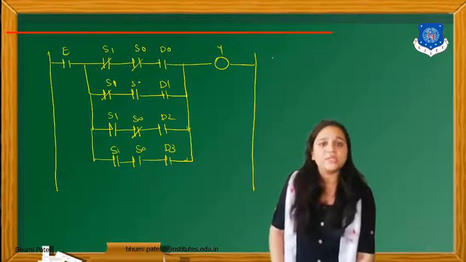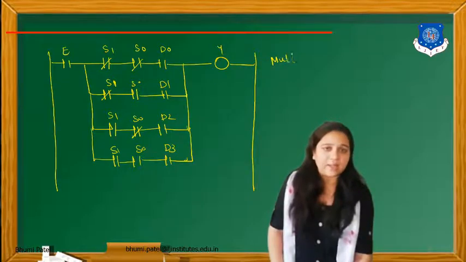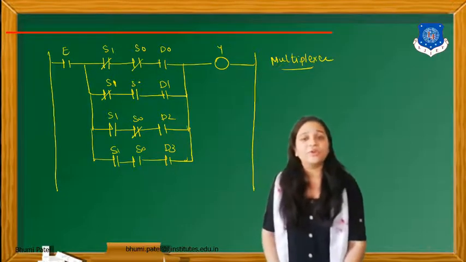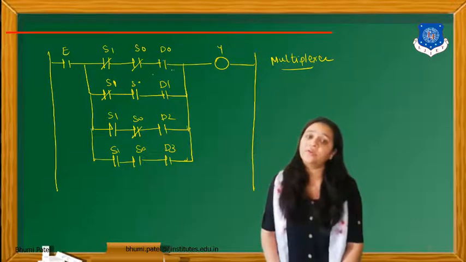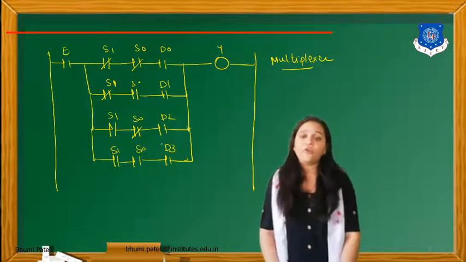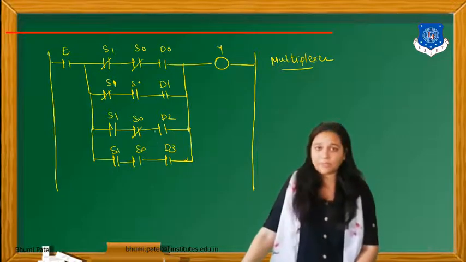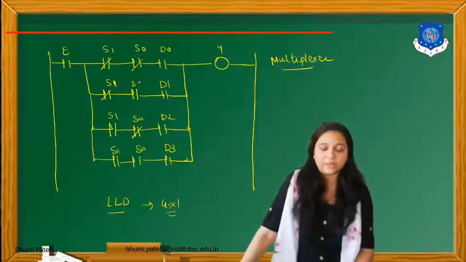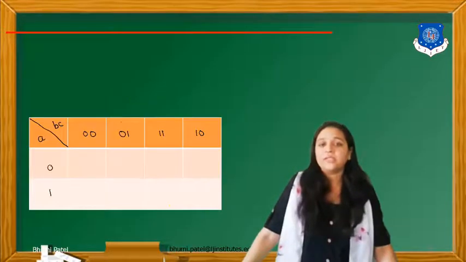So this is the ladder logic diagram for the multiplexer. So the first condition is if both the selection lines are low and the first input is there, we can get the output. So these are all four conditions for the multiplexer. So this is the ladder logic diagram for the 4x1 multiplexer. Clear?